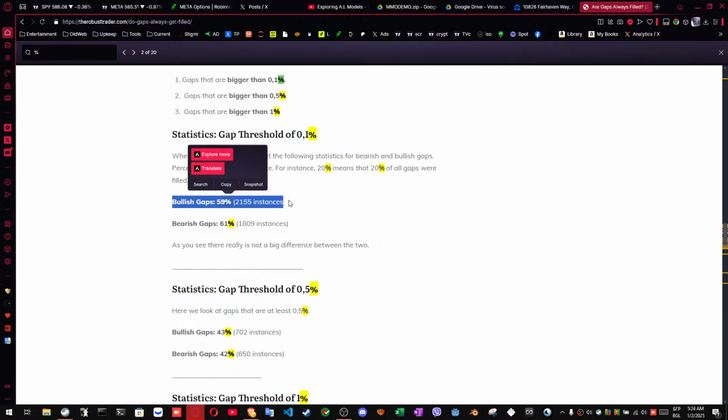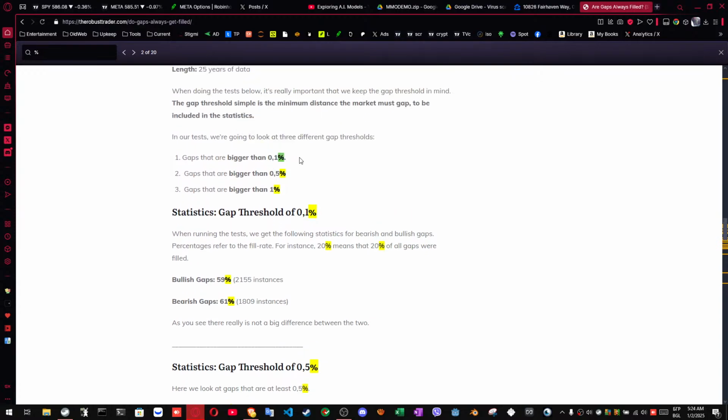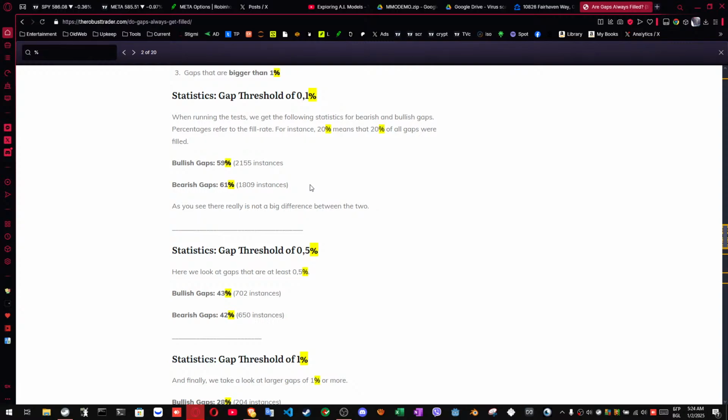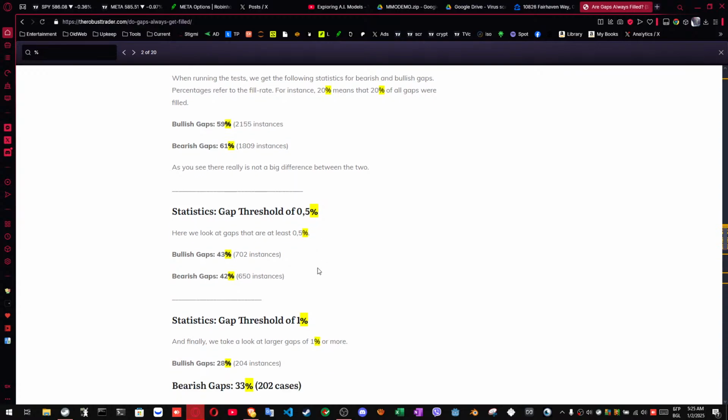So bullish gaps have a 60% chance of filling, out of 2,155 instances. For instance, 20% of the 27 gaps were filled. We're running the test, we have falling statistics. We're not here. Kind of between these two. 0.6, some of them are less. So yeah, between this and this. At least 0.5. So they have a 43 to 42% chance, bullish bearish. So that's less than 50. That's fine.